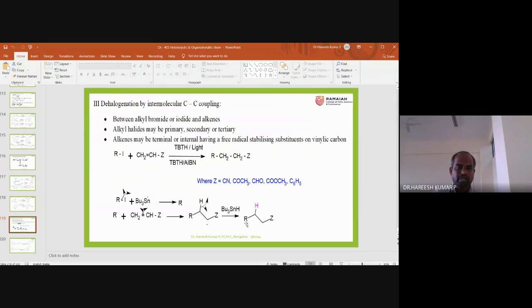Okay, so this is about what is called a coupling reaction. More particularly, alkyl halide is coupled with the alkene, provided the alkene contains an electron withdrawing group. And here the reagent is tributyl tin hydride. Reaction conditions may be tributyl tin hydride in presence of light, or tributyl tin hydride in presence of what is called a radical initiator. So with this, I will go to the next slide.